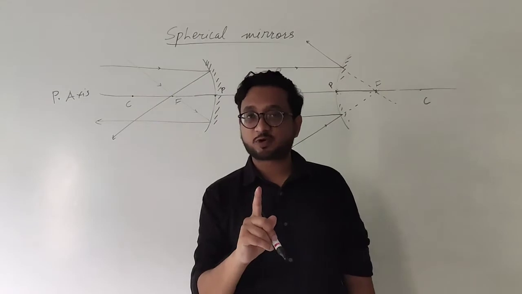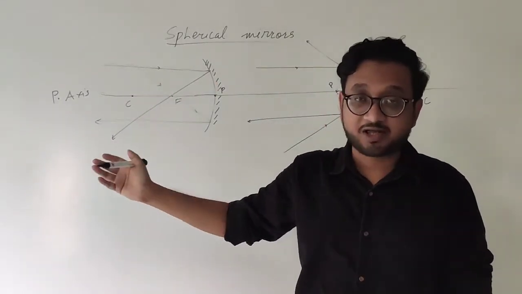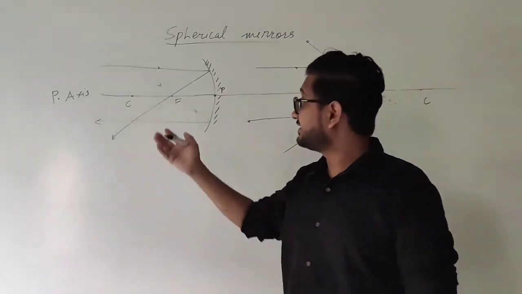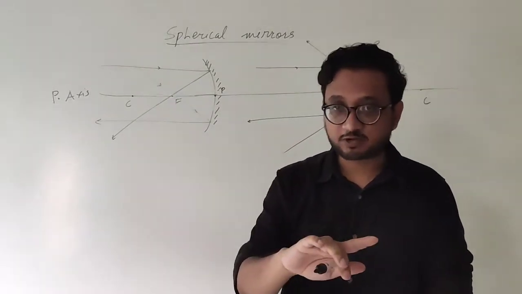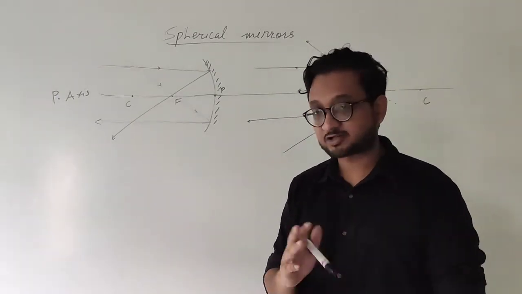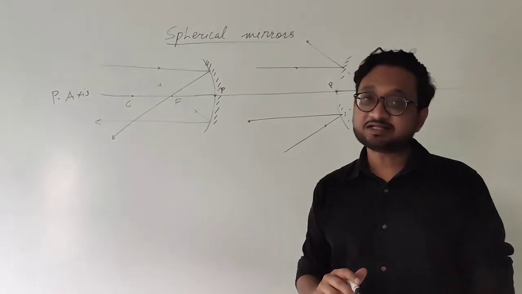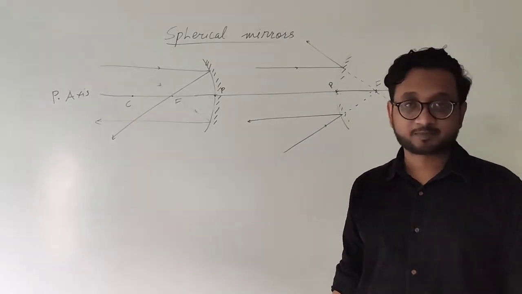So the first case was when it is parallel to the principal axis, it passes through the focus point. In the second case, if the ray of light is passing through the focus point, then after reflection it becomes parallel. Exact opposite. Okay.